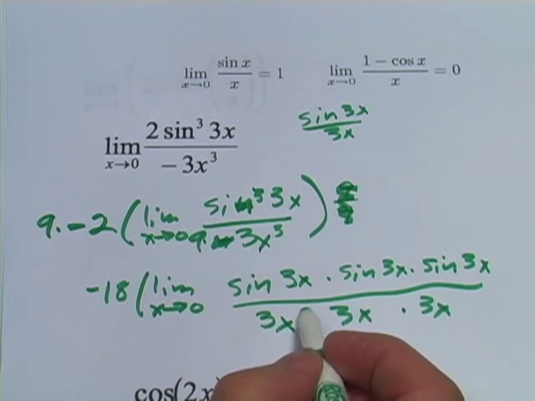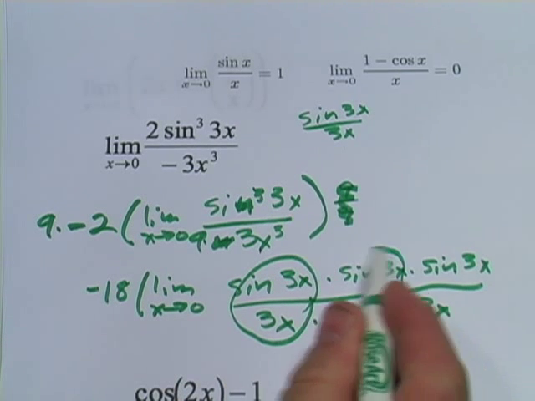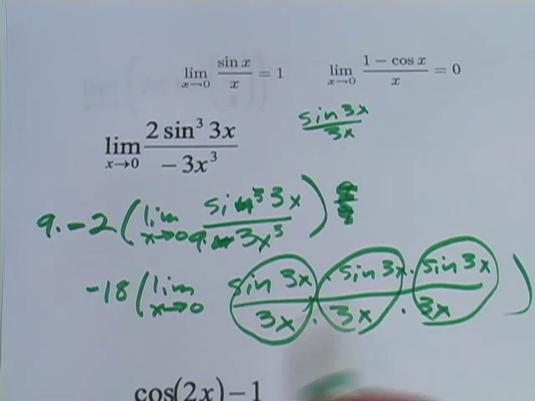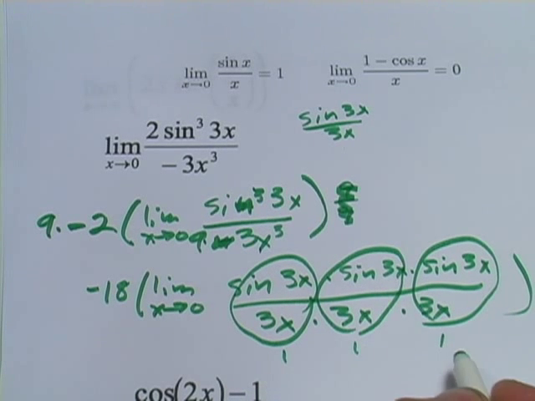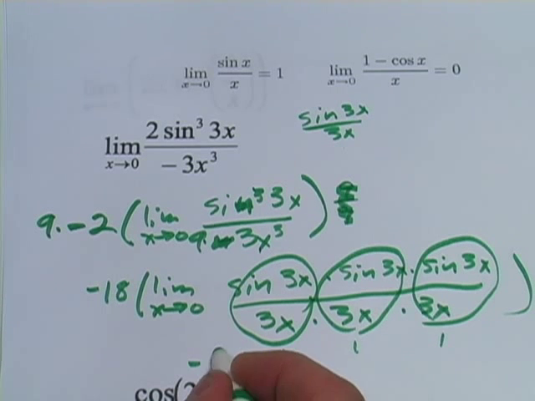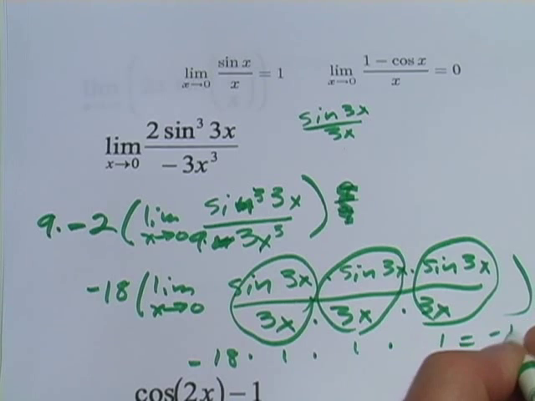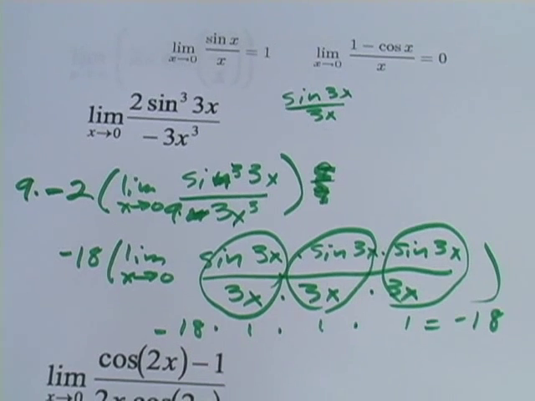Now you can see that we've got this chunk here, this chunk here, and this chunk here. And the limit as x approaches 0 of those chunks, each of them is 1. So this really comes out to negative 18 times 1 times 1 times 1, which equals negative 18.